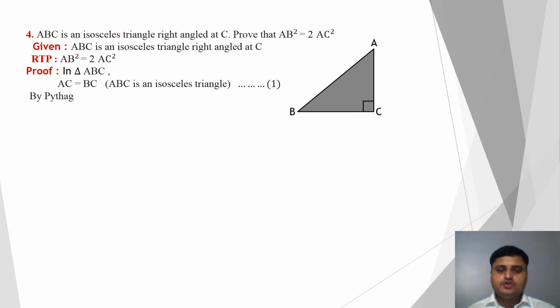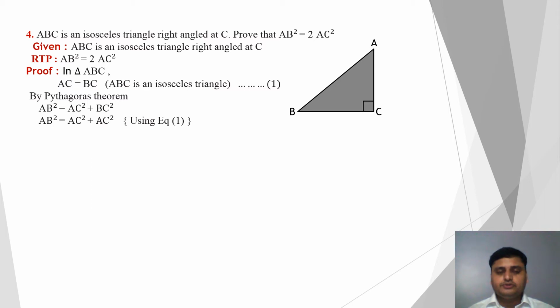Now we are going to use the Pythagoras theorem in this right triangle. What does that theorem state? The square of the hypotenuse is equal to the sum of the squares of the other two sides. That is, AB square is equal to AC square plus BC square. Now what will we do? We will substitute BC by AC, so AC square plus AC square. In brackets we will write the reason: using equation 1.